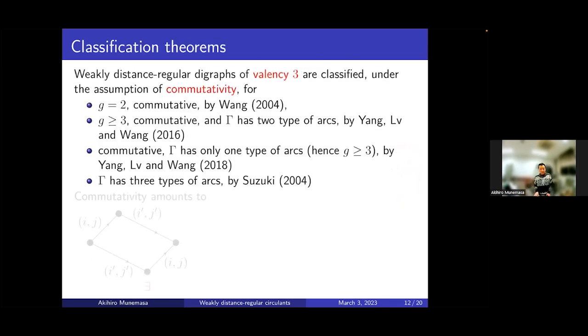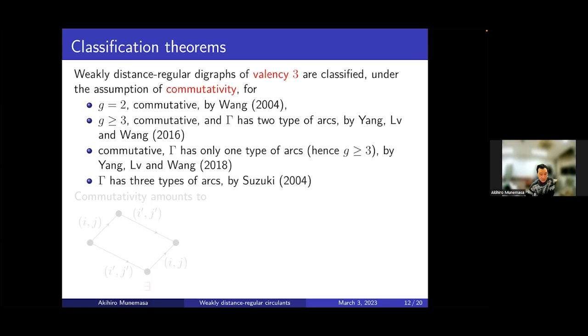So there are classification theorems for valency 3. Like the distance regular graphs of valency 3, which have been classified many years ago, the weakly distance regular digraphs of valency 3 took a lot of effort, but they were classified still under the assumption of commutativity. Commutativity means that the corresponding association scheme appearing in the definition of weakly distance regular digraph is commutative.